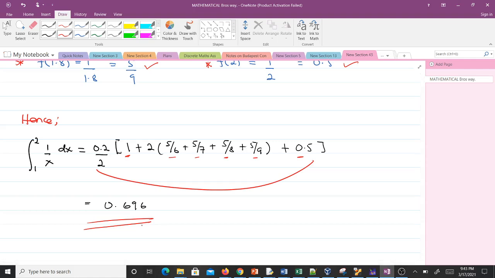So this is everything about the trapezium rule. Okay, so you can better your understanding by trying your hands on several questions on them. But trust me, it's not difficult at all.